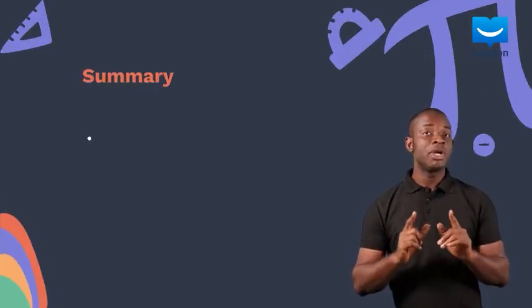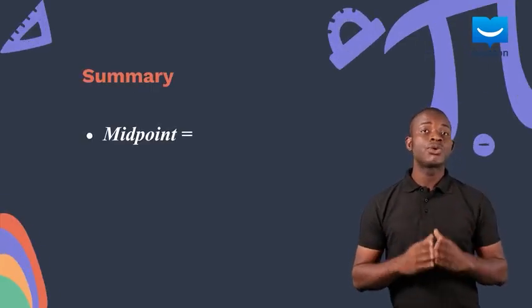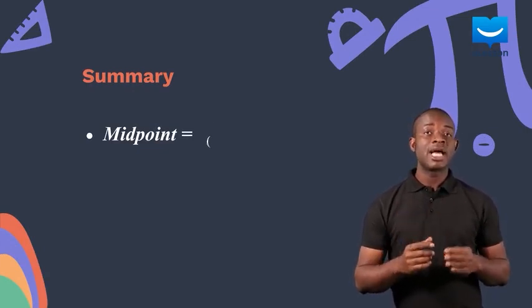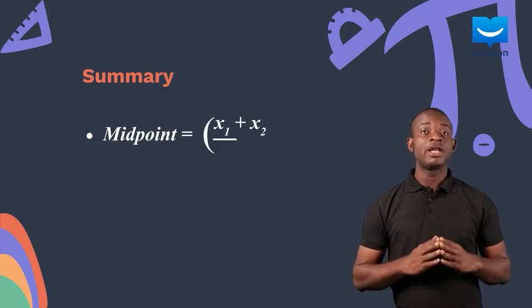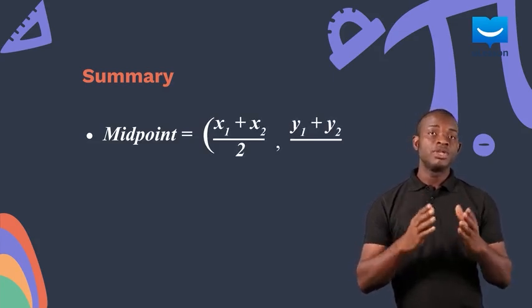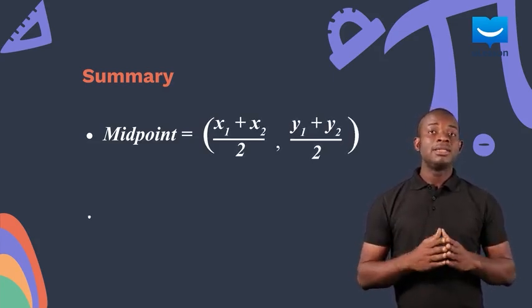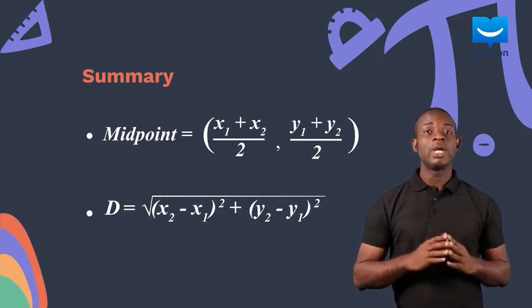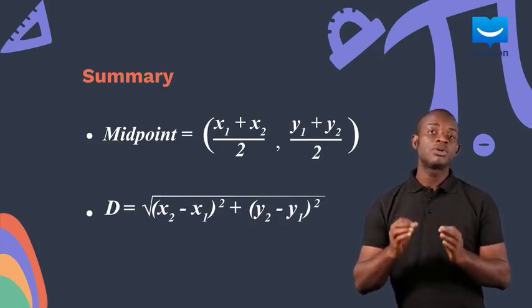In conclusion, the coordinate of C, which is the midpoint between points A and B, whose coordinates are x1, y1 and x2, y2, is given as ((x1 plus x2) divided by 2, (y1 plus y2) divided by 2), while the distance is given by the square root of (x2 minus x1) squared plus (y2 minus y1) squared.